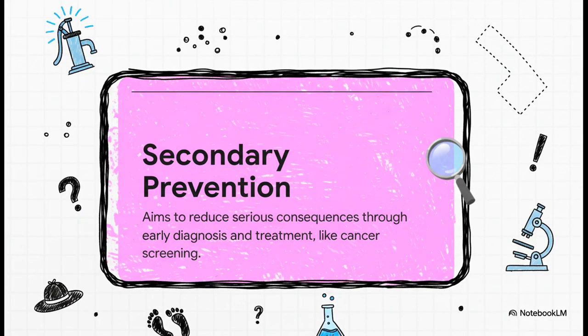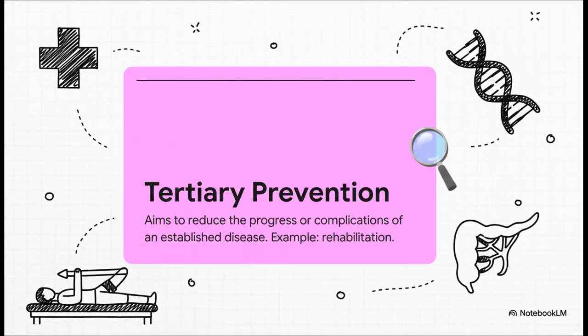But what if the threat is already there, just hidden? That's where secondary prevention comes in. This is like sending out a search party to find the danger early, through things like cancer screenings or checking for high blood pressure, long after any transmission might have happened. And finally, if a disease has already struck, we have tertiary prevention. This is all about damage control. You know, helping someone regain strength after a stroke, for example, and managing the long-term effects of a disease to ensure they have the best possible quality of life.